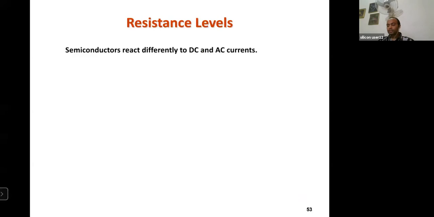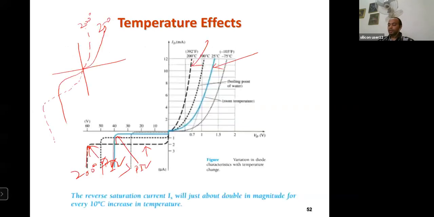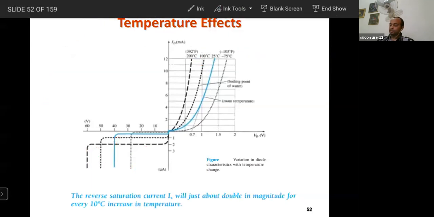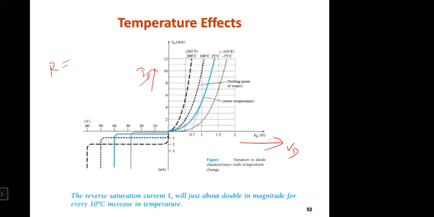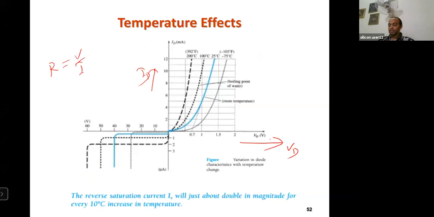Next we'll go for the resistance level. Okay, so when I'm talking about resistance, this curve is between VD versus ID. Okay, so resistance is what? V equal to IR. V by I. R equal to V by I. So from this point you can find out the resistance of that diode. But tell me whether the resistance of this diode is same for any point.